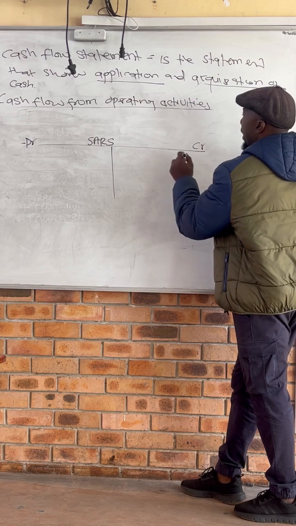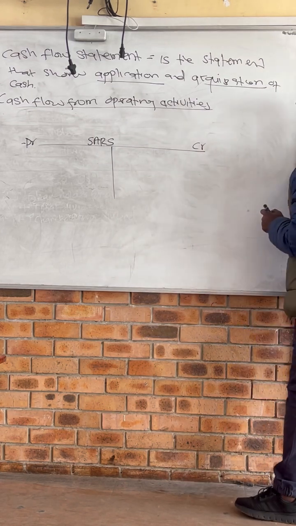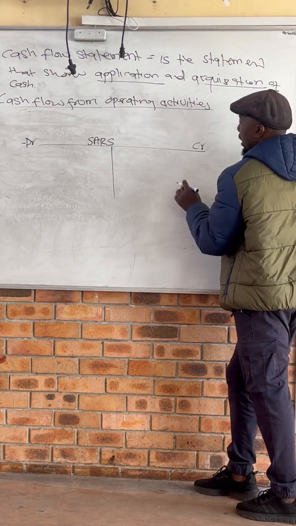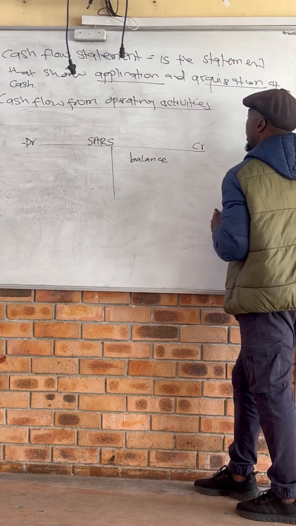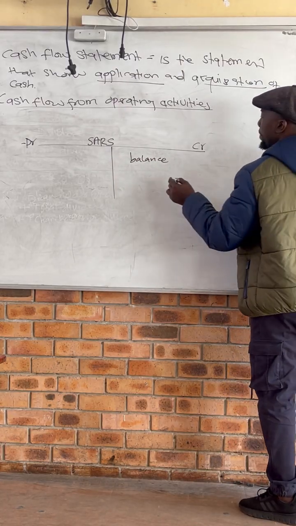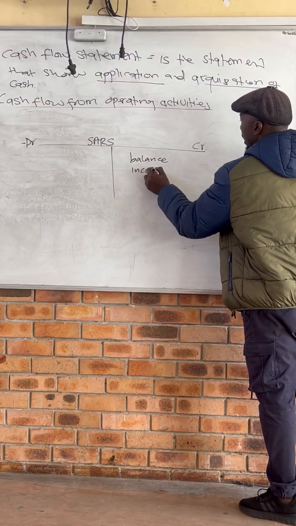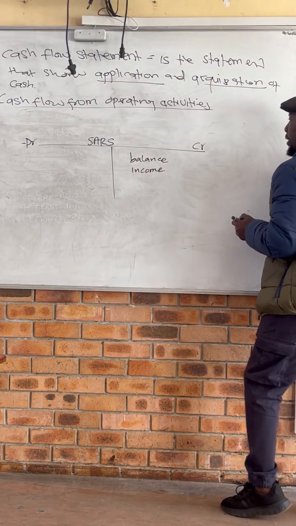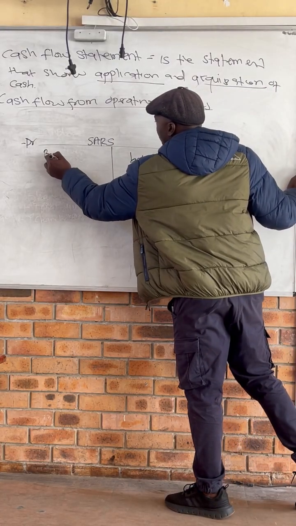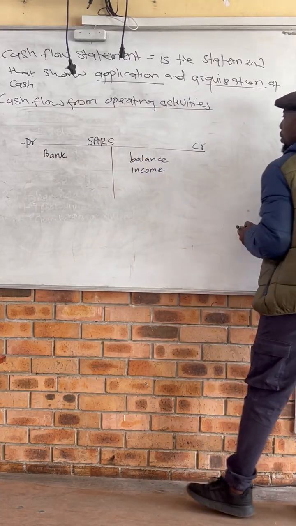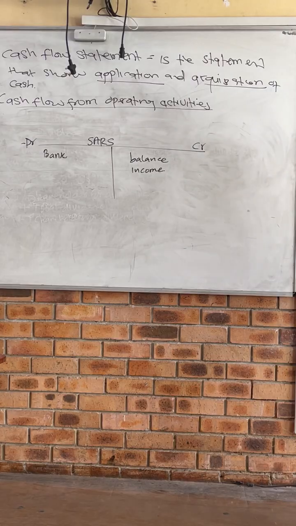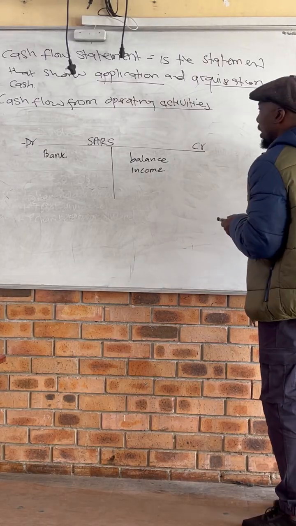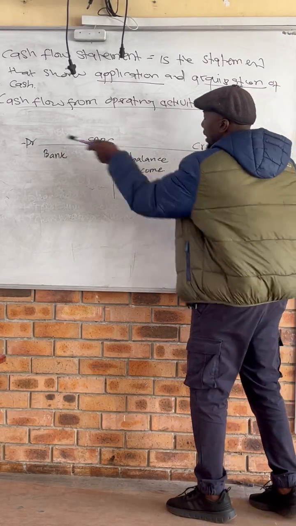Now, if our SARS income tax balance is at the beginning, I usually prefer this one. You go to write your balance, and then income tax will always be here. And then your bank is on this side. So you always check your balance at the end. If it's written DR, just know that it's your balance in the next financial year.